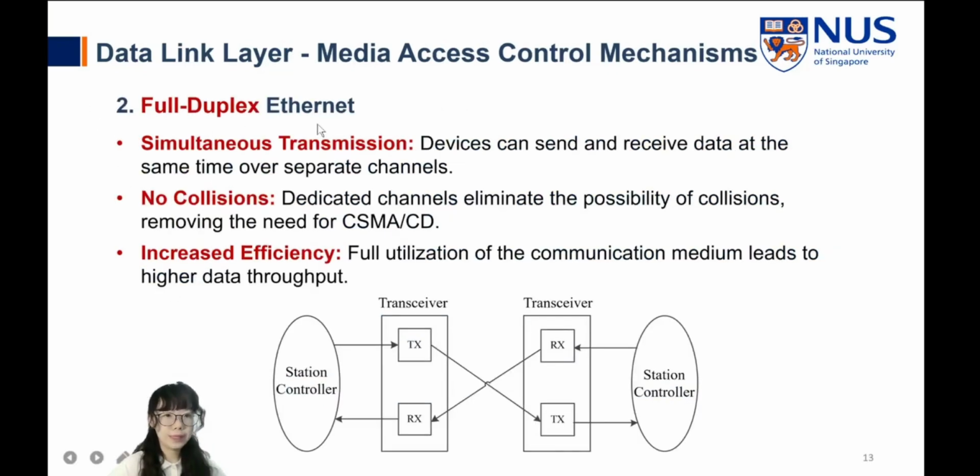Full duplex Ethernet is what we use in modern networks. In this mode, devices have two separate paths, one for sending and one for receiving. That means they can transmit and receive data at the same time with no collisions. Because of this, we don't need CSMA/CD anymore. There's no need to check if the medium is free, and no need to back off after a collision. This leads to much better performance. Full duplex Ethernet allows higher throughput, less delay, and more stable communication.